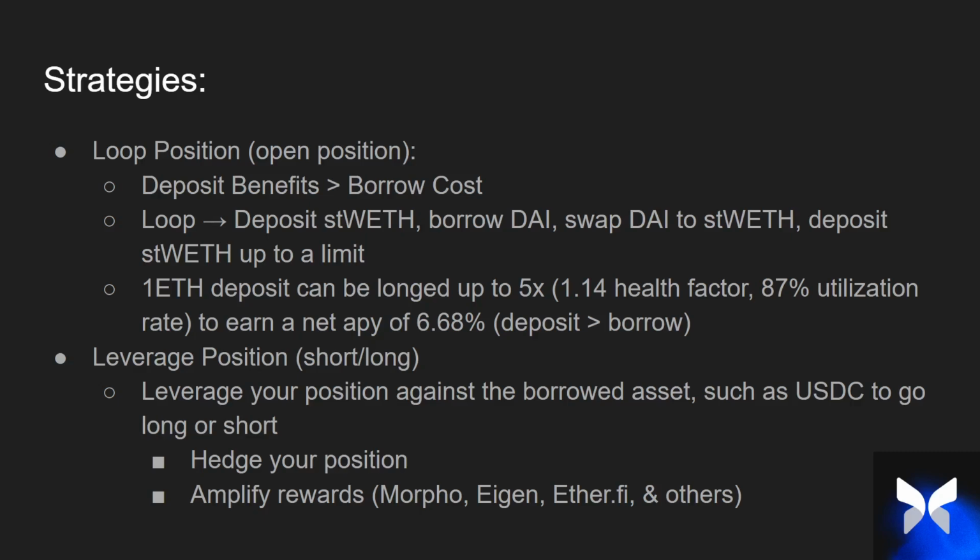A next kind of strategy is a leverage position. So you can long and you can short on Furucombo. So leverage your position against the borrowed asset. So as shown above, you can take a stablecoin to go long or short. So this allows you to hedge your position, and it also allows you to amplify your rewards. So Morpho rewards, Ethena rewards, any kind of restaking protocol rewards such as EtherFi, Swell, things like that.